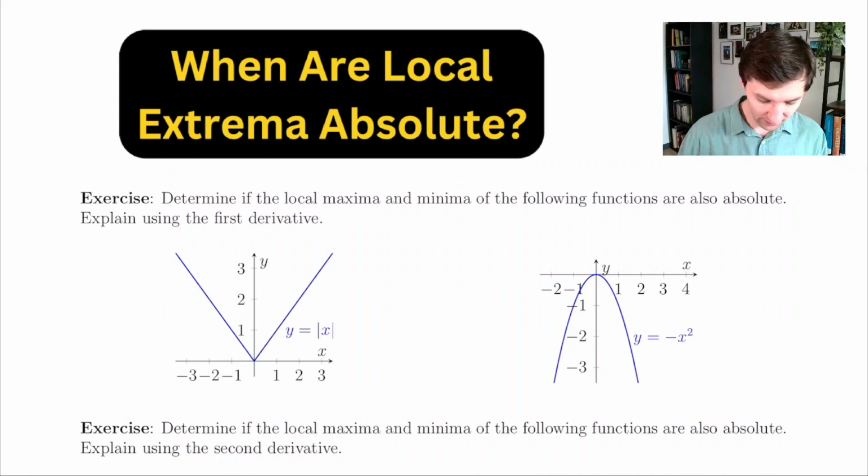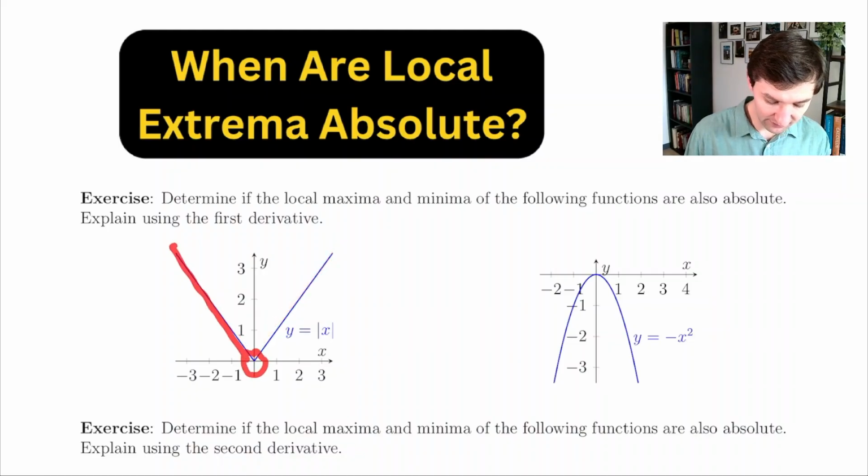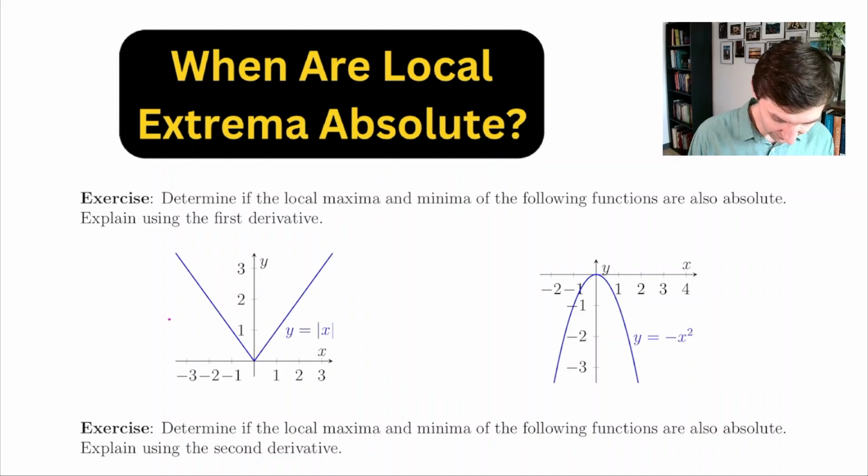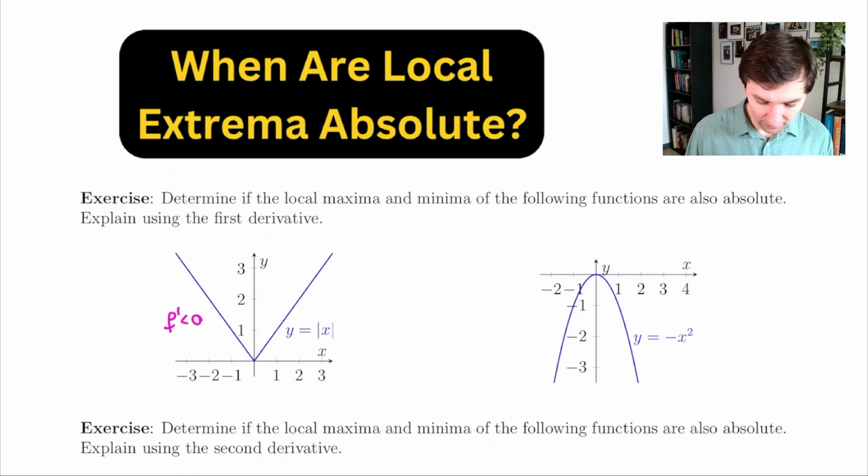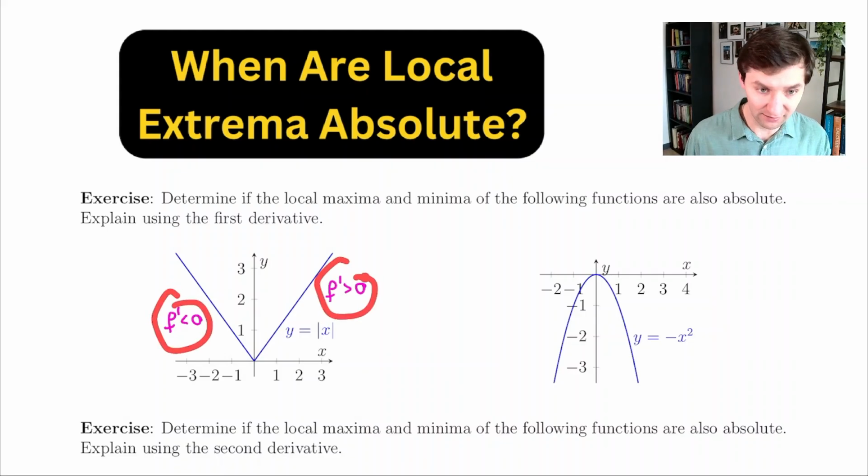The first function is the absolute value function. On the left side of 0, the function is decreasing, meaning its derivative is negative. On the right side of 0, the function is increasing, meaning its derivative is positive. Because the derivative changes sign from negative to positive, you get a local minimum.